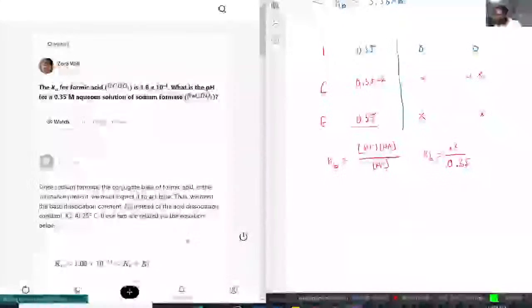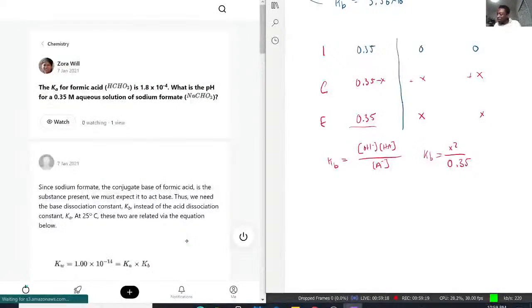So we take Kb times 0.35, the square root of that, and we get this really small number, which makes sense. We get 4.41 times 10 to the negative 6. That is how much OH is produced. Not pOH just yet, but that's how much hydroxide is produced. Once we do the negative log of that, we would get the pOH.